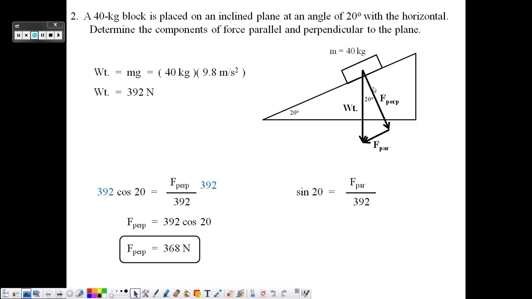The sine function can be used to find force parallel. Multiplying both sides by 392, my calculator said 134 newtons for the parallel component. So the weight vector acts straight down, and then you break it up into perpendicular and parallel components, and then use SOHCAHTOA to determine the magnitude of those components.